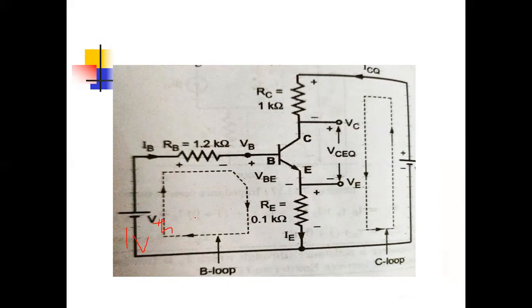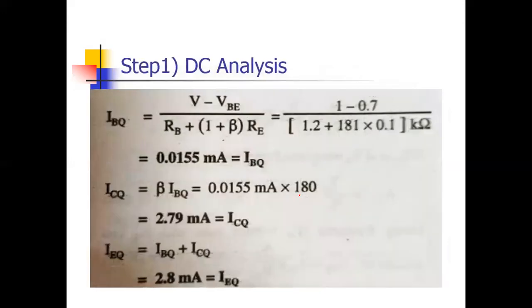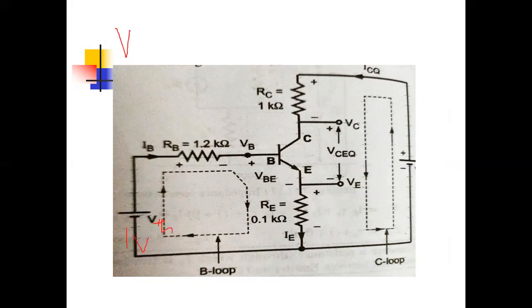What do we have to do? We have to apply KVL in the left side and apply KVL in the right side. If we apply KVL in the left side, we will get the equation of current IB. Then if we have IB, we can calculate IC equals beta IB. So apply KVL in the left side. What is the equation? The equation will be VTH minus IB RB minus VBE minus IE RE equals 0. So we apply the KVL here.